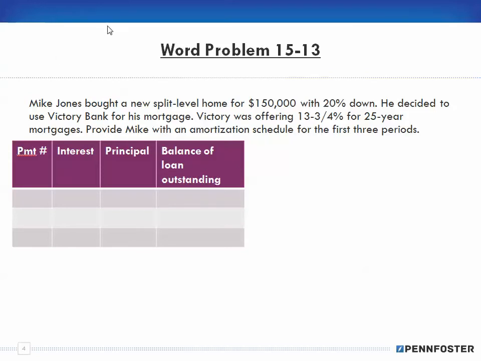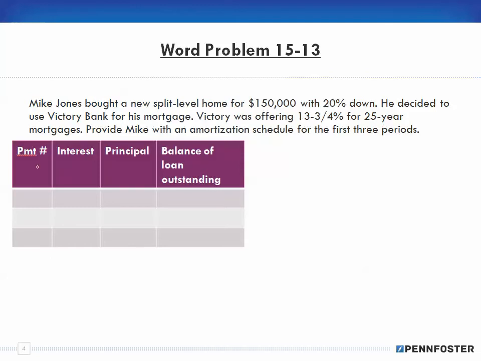Now, it says Mike Jones bought a new split-level home for $150,000 with 20% down. He decided to use Victory Bank for his mortgage. Victory was offering 13.75% for 25-year mortgages. Provide Mike with an amortization schedule for the first 3 periods.